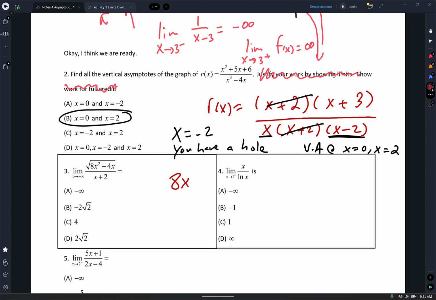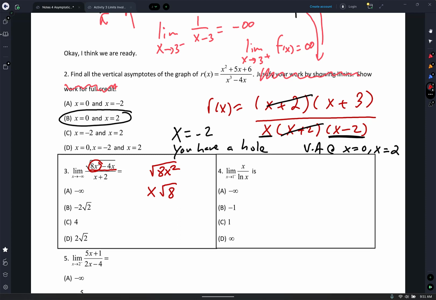The square root of 8x squared. Okay, sorry. That's always positive. Does everyone know why I did it that way? No? Okay, slow down. My end behavior for the 8x squared minus 4x, it's the 8x squared that's my ocean. The 4x is insignificant. So you have the square root of 8x squared. But x squared is a perfect square. So the square root of x squared is x, and you just have the square root of 8.